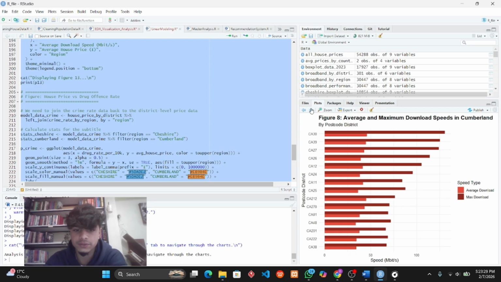This is important because good broadband connectivity increases the attractiveness of a town, especially for remote work and modern businesses. So broadband performance is treated as a positive factor in the recommendation system.